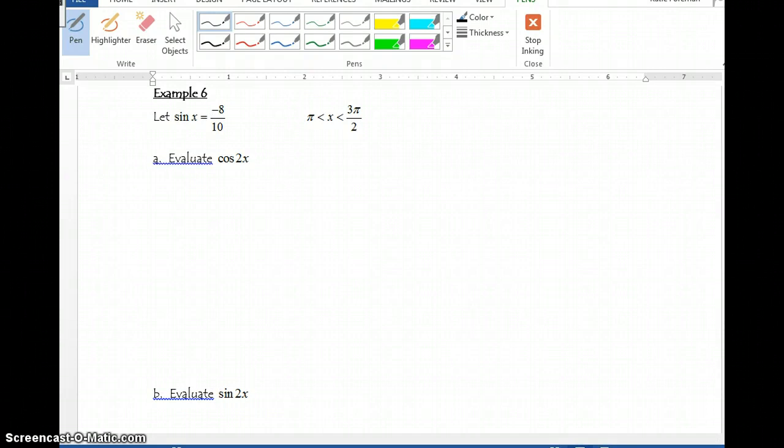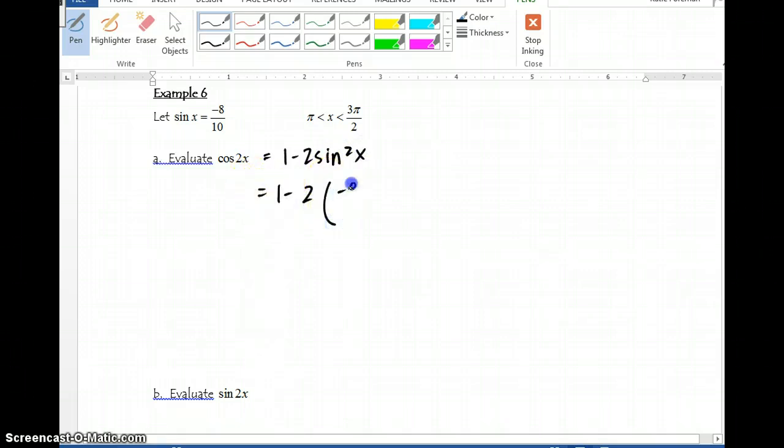Okay, so now, given the sine value, evaluate cosine of 2x. Since it's cosine of 2x, we have our 3 identities. I'm going to use my identity that is strictly in terms of sine. So 1 minus 2 sine squared x. 1 minus 2, the sine is given as negative 8/10. I'm going to square that. 1 minus 2, negative 8 squared, 64 over 100.